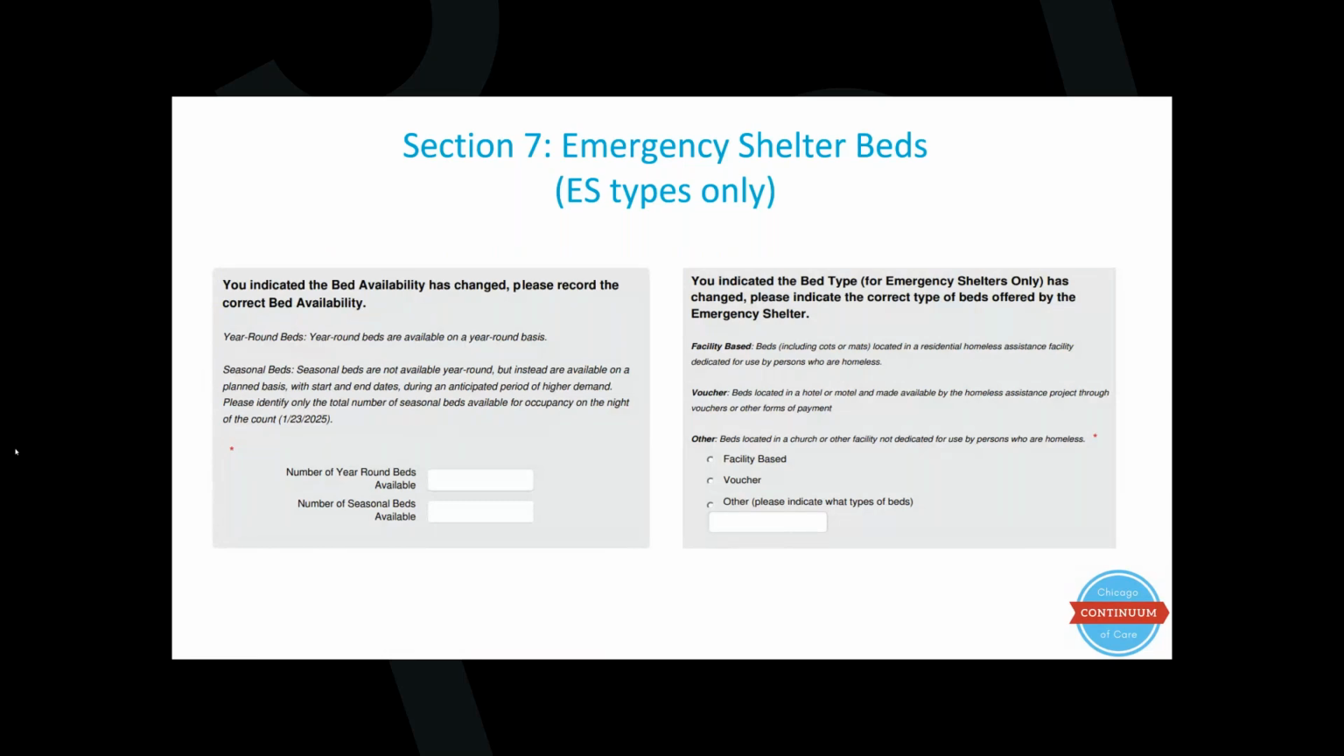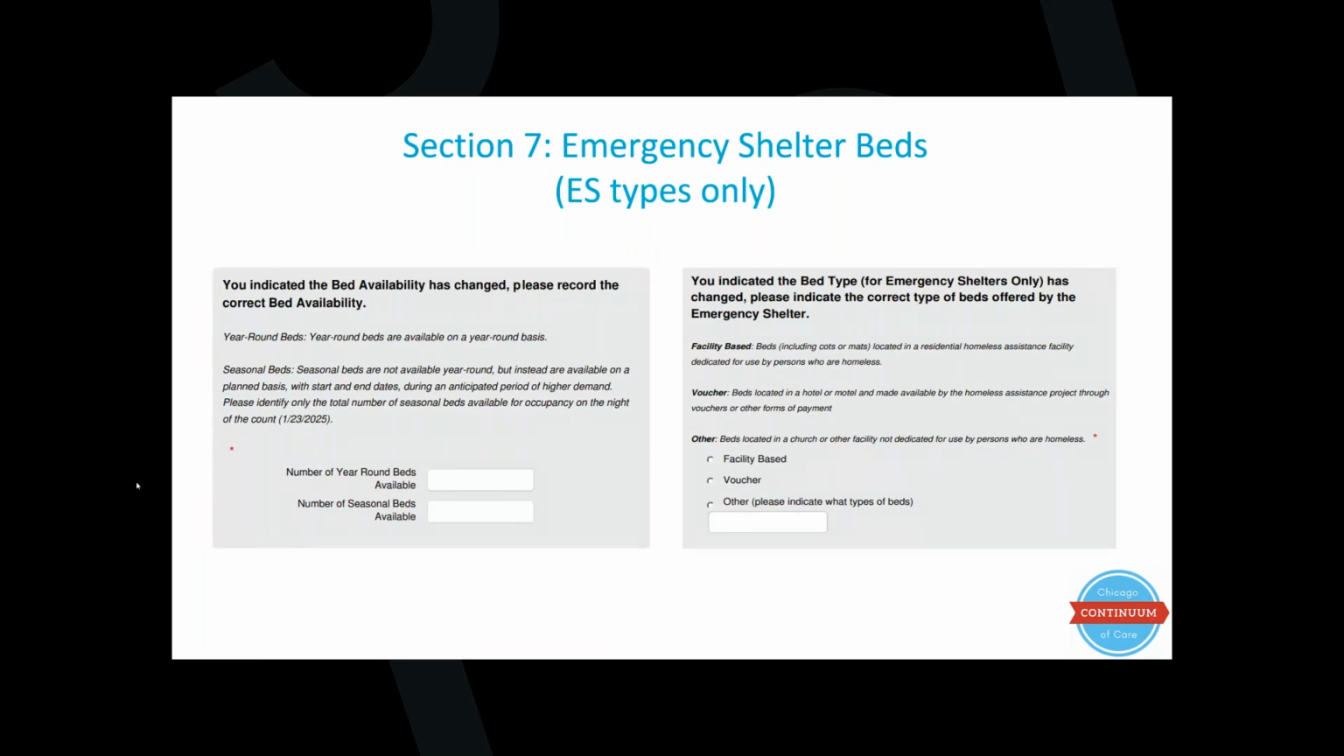Okay, so once you complete those questions, if you select yes to any of them, then you'll be presented with these additional text boxes. So again, you'll indicate the year-round beds that are available for your project as well as the seasonal beds. So if those change, you'll put in what the current year-round bed total is and the seasonal beds.